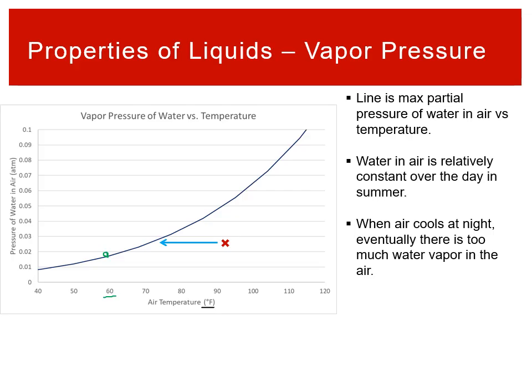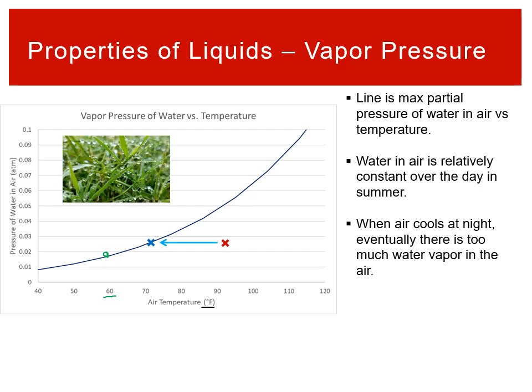Eventually, you're going to hit that line. As the air cools down, you will hit a temperature where you have reached the maximum vapor pressure of water in the air. And what happens is you form liquid water. That's why we get dew here in the mornings. Right? That's why there's dew all over the place. That water was in the air.